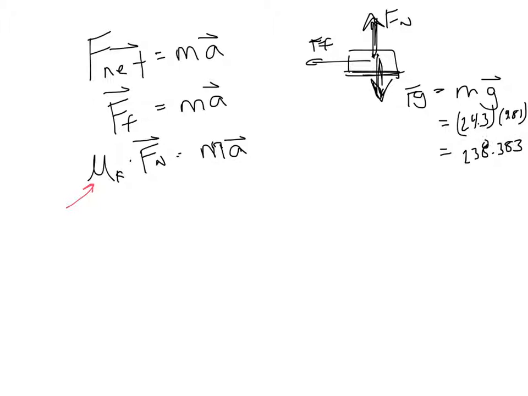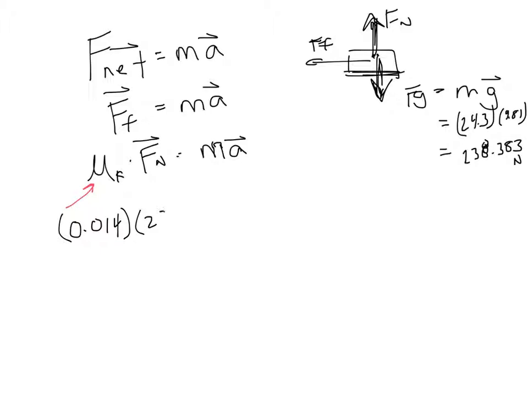238.383, and that's going to be in newtons. So force of gravity is equal to normal force. Let's go and substitute in all the other values that we know. The coefficient of friction was 0.014 multiplied by the normal force, which we just figured out was equal to the force of gravity.